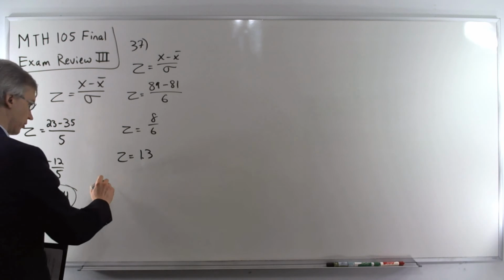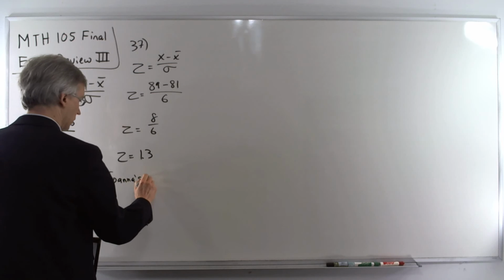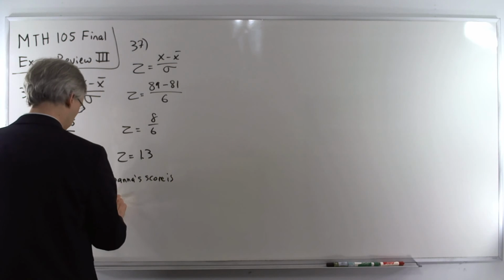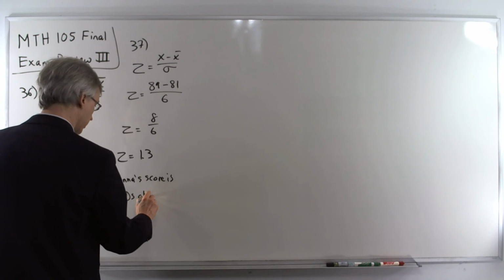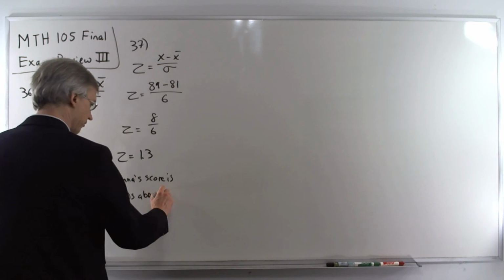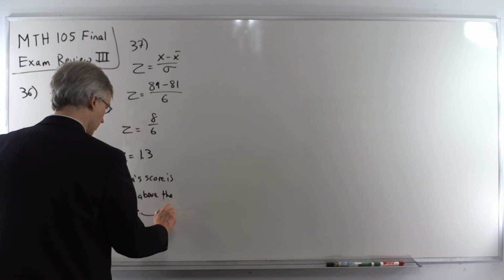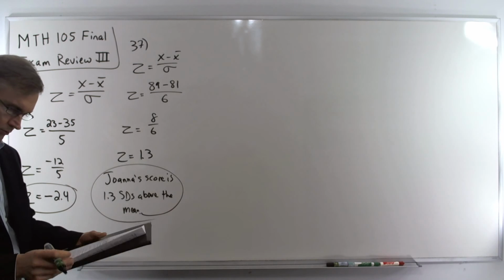So that means Joanna's score is 1.3 SDs, standard deviations, above the mean. So a very good score for Joanna.